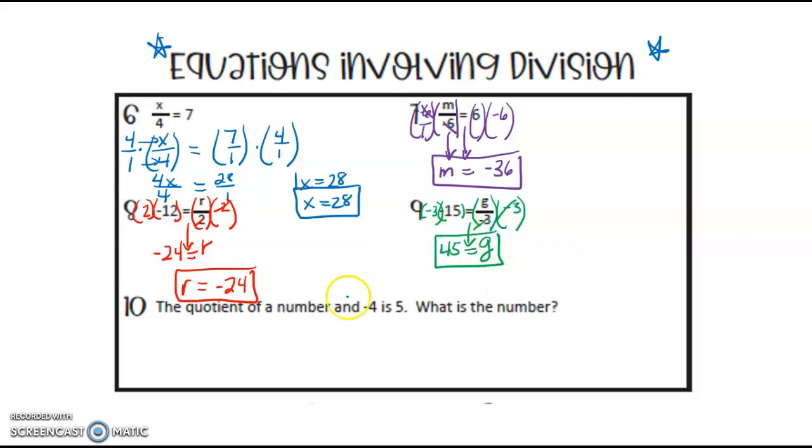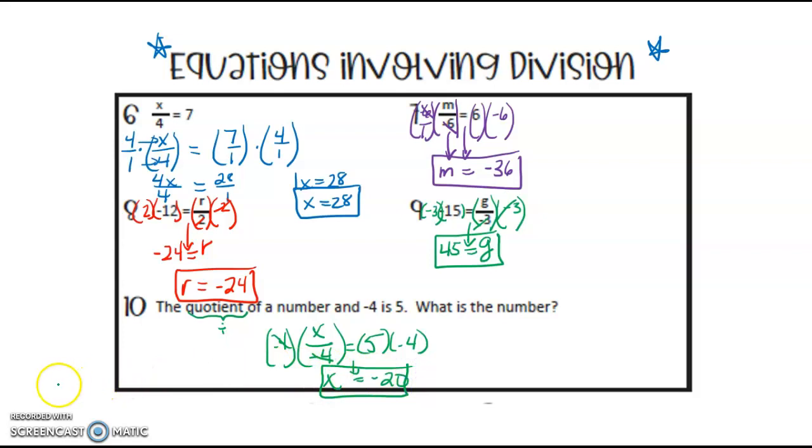That's my answer. And then the last one, it says the quotient, which is the answer to a division problem, of a number, x, and negative 4, is 5. What's the number? So I'm going to have to multiply this by negative 4. Multiply this by negative 4. These cancel. My x comes down. My equals comes down. Positive 5 times negative 4 is negative 20. And that is my answer.